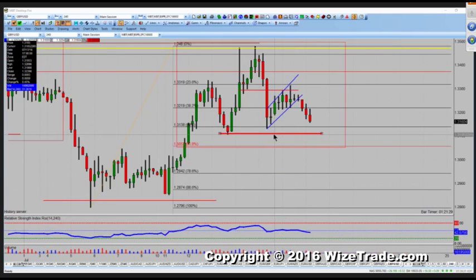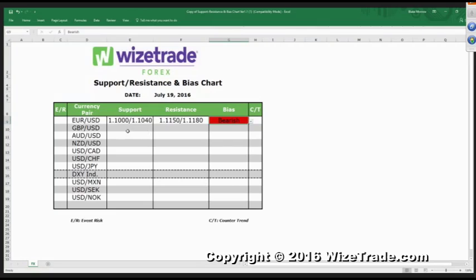Below 130.50, and I know I'm wrong, but support in the near term will be right here at 131. Okay, so I'm going to write down support at 131.